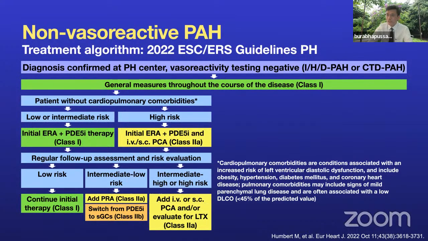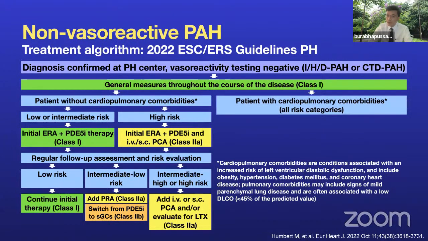But if the patient in the follow-up is still at high risk or intermediate-high risk, it's unacceptable for us. We have to escalate therapy to triple combination with a parenteral prostacyclin analog, and list for lung transplantation.